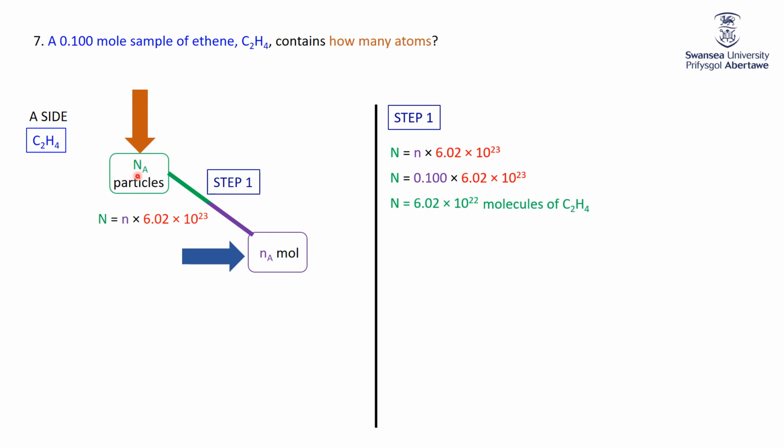Well, we wanted atoms. How do atoms relate to molecules? Well, there are 2 carbon atoms and 4 hydrogen atoms in 1 molecule. In other words, a total of 6 atoms, 2 carbons and 4 hydrogens. So therefore, the number of atoms in this much ethene is 6 times 6.02 times 10 to the 22, which is 3.61 times 10 to the 23 atoms.